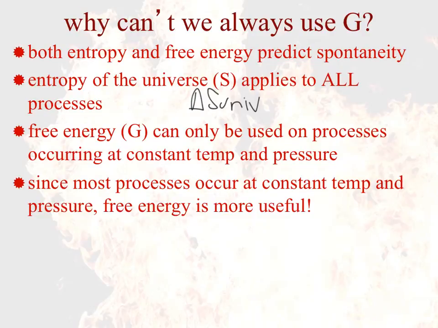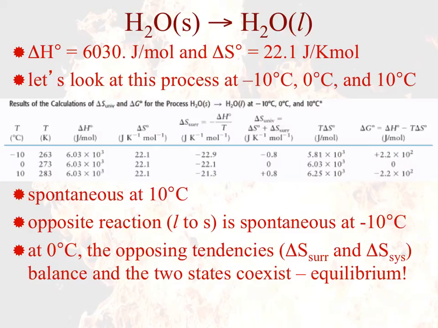So let's look at the Gibbs free energy associated with the melting of water from its solid state to its liquid state. We've been given our enthalpy and entropy values respectively for this process, and we're going to look at this process at 3 different temperatures: negative 10 degrees C, 0 degrees C, and positive 10 degrees C.